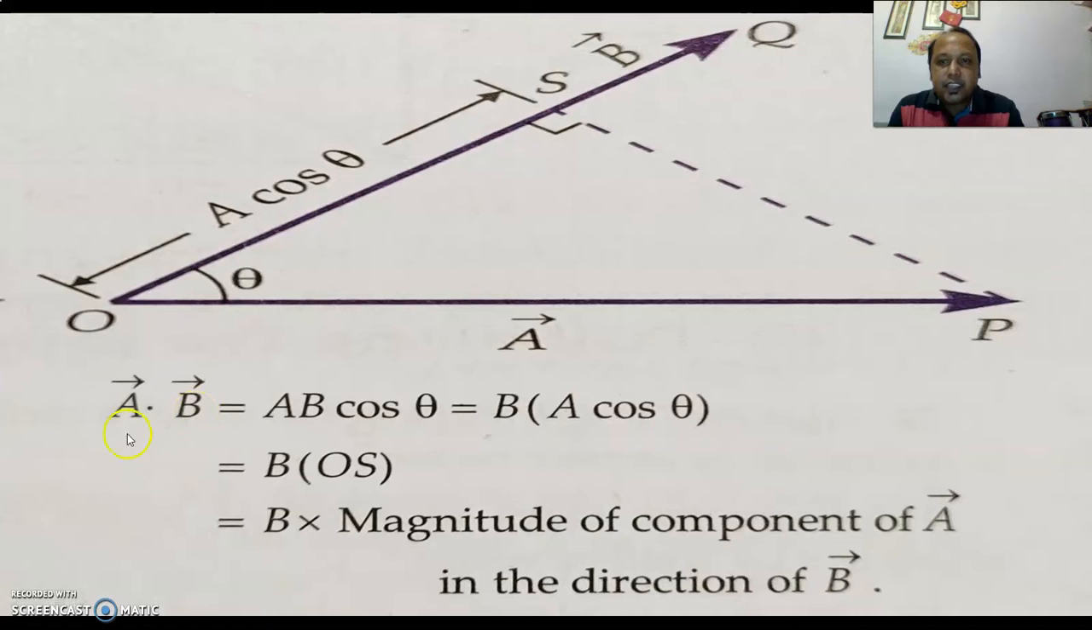So again, if we write vector A dot vector B, which is AB cos theta, B we can write at the beginning into A cos theta, and A cos theta is the length of OS, the magnitude of the component of vector A in the direction of vector B. So what we have seen now is vector A dot vector B can be written as AB cos theta, which is A into the magnitude of the component of vector B in the direction of vector A, or it can also be written as B into the magnitude of the component of vector A in the direction of vector B. So I hope this is very clear to you.